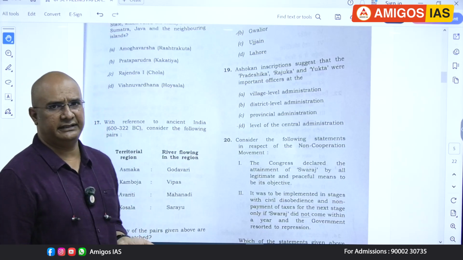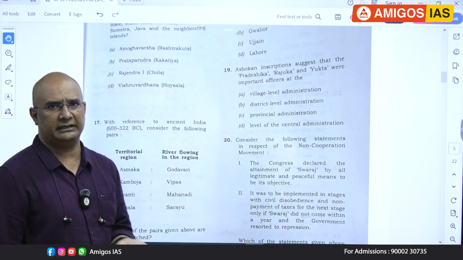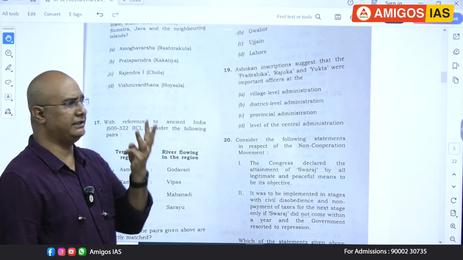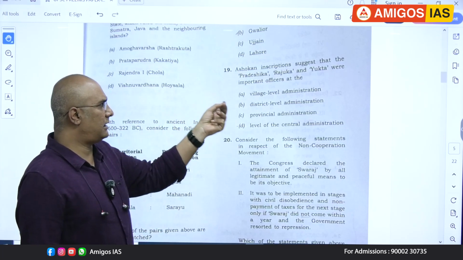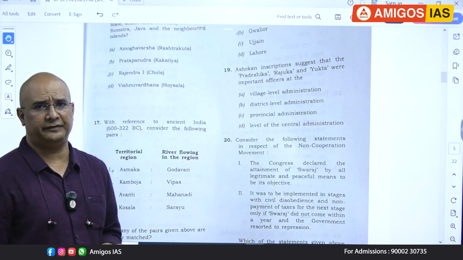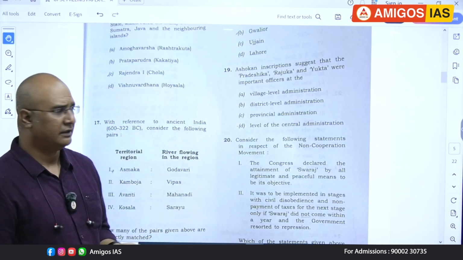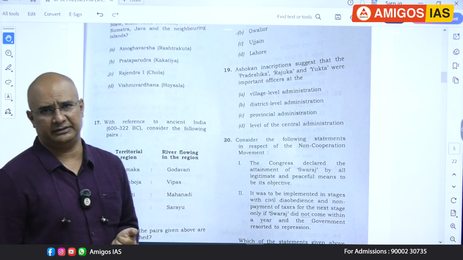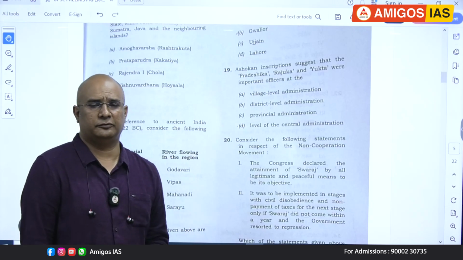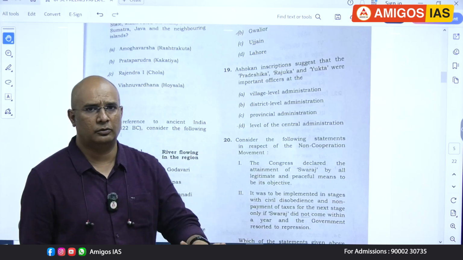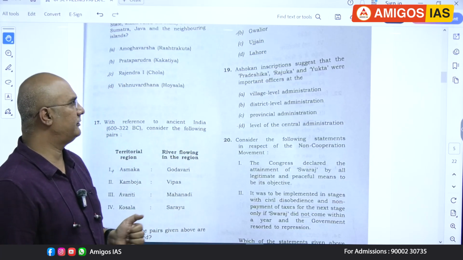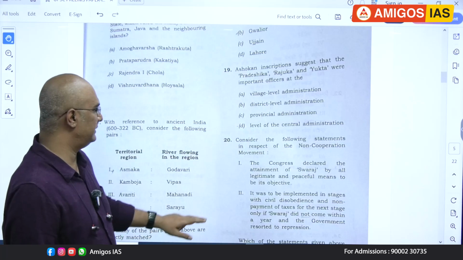Next one is again from ancient India, and a very straightforward question from the Mauryan Empire, talking about Ashoka's administration system. The question mentions 3 important officials called Pradeshika, Rajuka and Yukta. And they're asking at what level these officers were working in the administration. Again, a straightforward answer is the district level administration. Because if you see at an even lower level, you will find some people like Gopa and Sthanika. They are at almost the sub-district level. These people are functioning mainly at the district level.